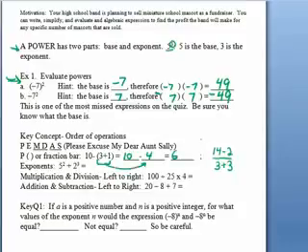Okay? A fraction bar is also a grouping symbol. So right here, where you've got 14 minus 2, and then you've got 3 plus 3, you get 14 minus 2, which is 12. And then you've got 3 plus 3 is 6, so the answer is 2.